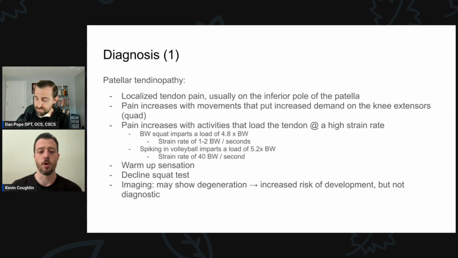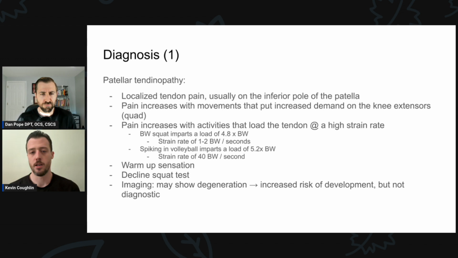They might describe a warm-up sensation. A lot of times the person will say, when I'm starting out my activity, say a basketball player in the layup line to warm up, it's pretty sore, but as the game progresses, it gets a little bit better. And then they may show that 24-hour period where it's actually worse, if this is kind of reactive. But you want to ask about, does it warm up? That kind of helps you rule in a tendinopathy.